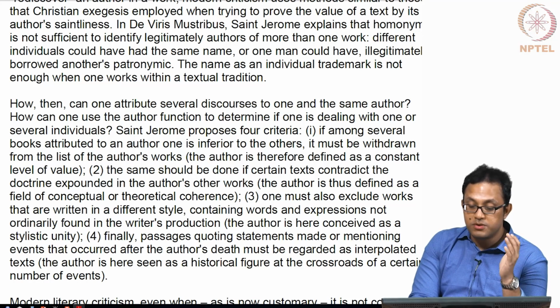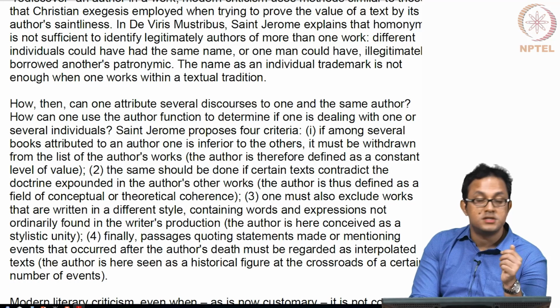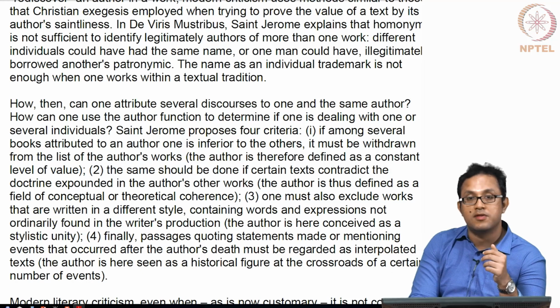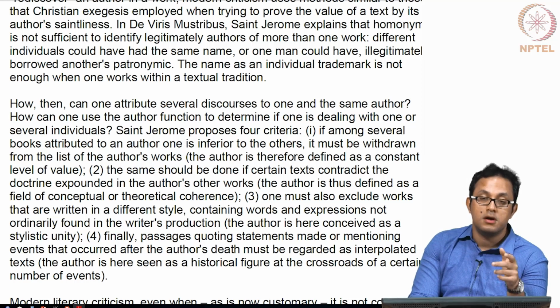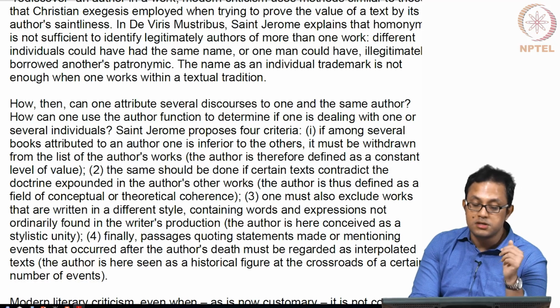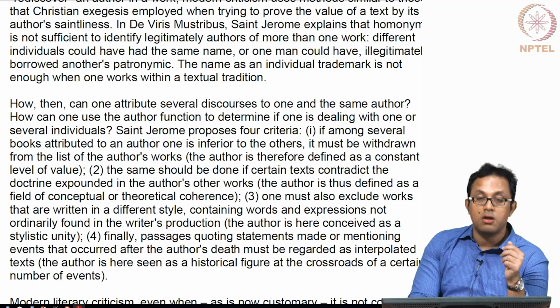Third, one must also exclude works that are written in a different style. So again, consistency in style becomes a marker of an author function. So if you have a text which is completely different from the style of a particular author, and you're unclear about the authorship of the particular text, then we can safely exclude it from that author if it doesn't conform to the dominant style which runs across the other texts written by that particular author. Okay, so containing words and expressions not ordinarily found in a writer's production.